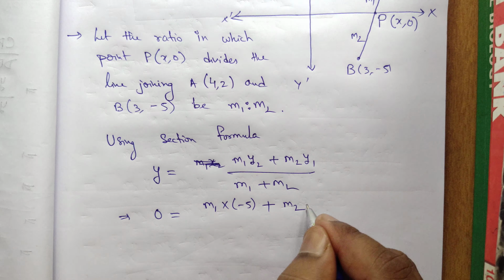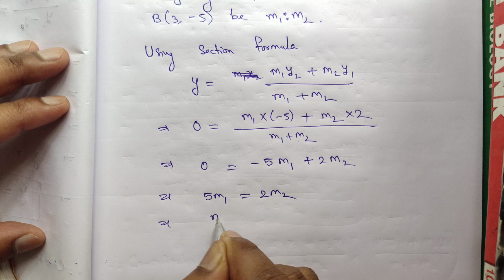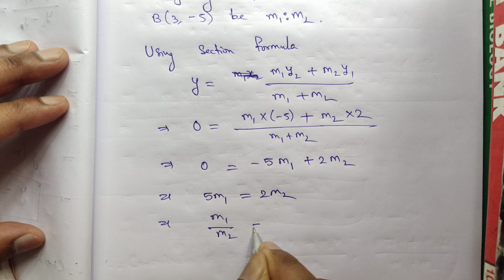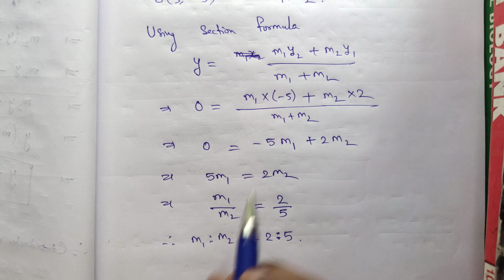By m1 plus m2. So when m1 plus m2 goes this side, it will get multiplied with 0 and it will become 0, and this becomes minus 5m1 plus 2m2. Okay, so let me take this term in this side. So 5m1 is equals to 2m2. So m1 and this m2 comes out here and this 2 remains out here and 5 goes out there. So therefore m1 is to m2 is equals to 2 is to 5. So we got the ratio in which P divides AB.